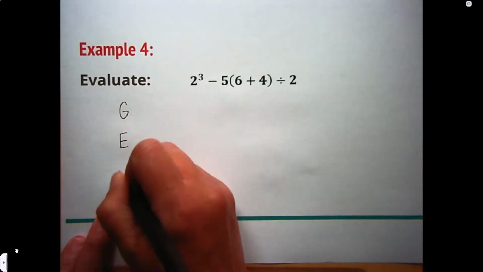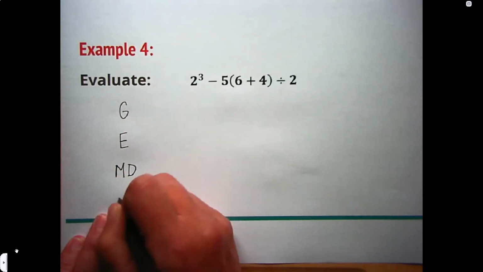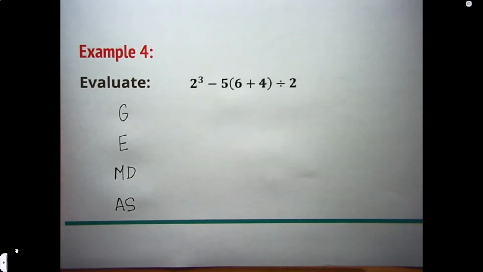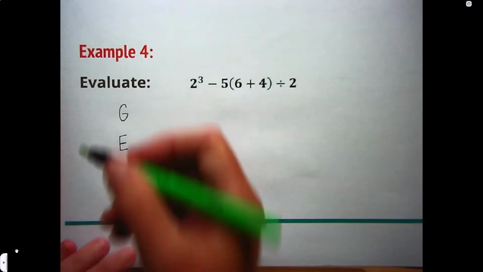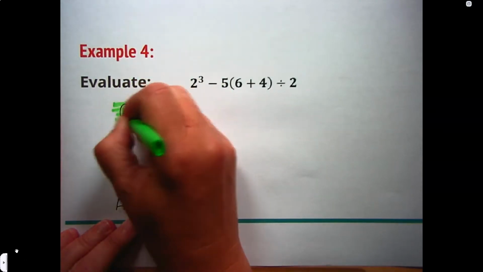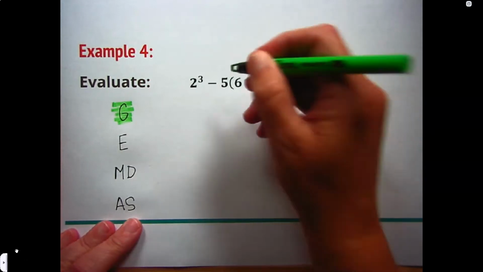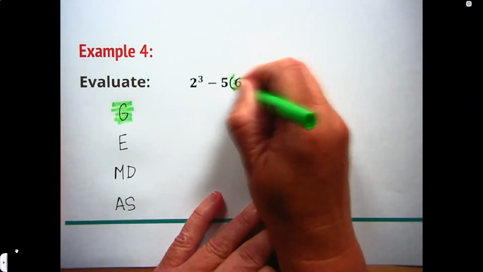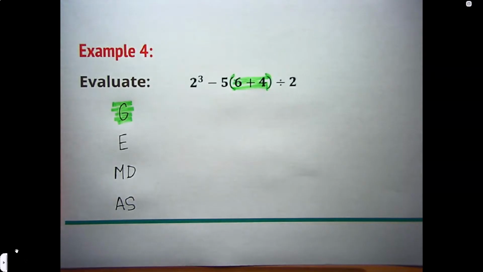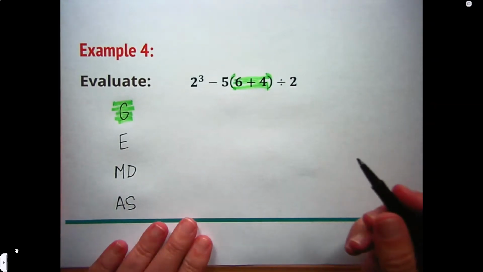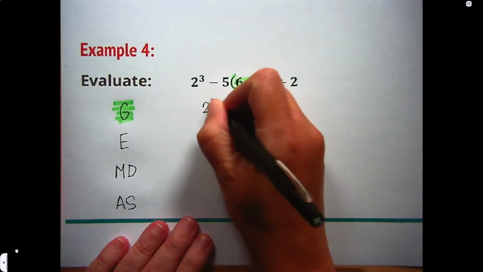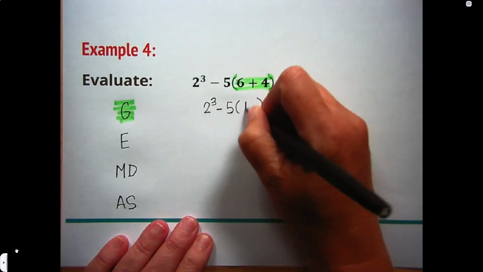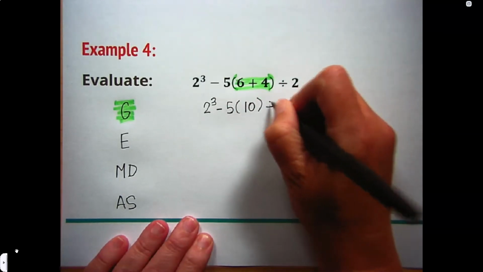Going to come over here and one last time write GEMDAS down the side of my page. And I'm going to work from the top down here. So I start by looking for grouping symbols, which I have. So the first thing I want to do in this problem is the 6 plus the 4, excuse me. So starting up here at the front, 2 to the third minus 5 times 6 plus 4 is 10. And then we have divided by 2.